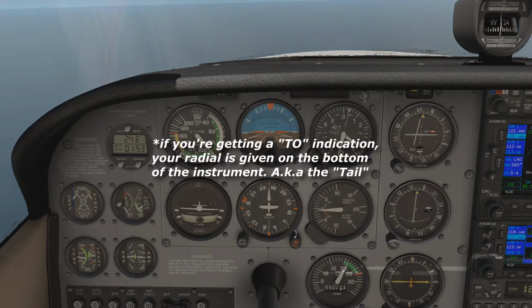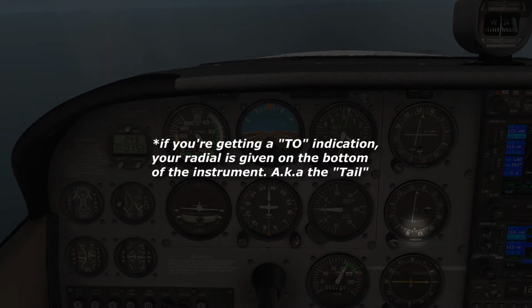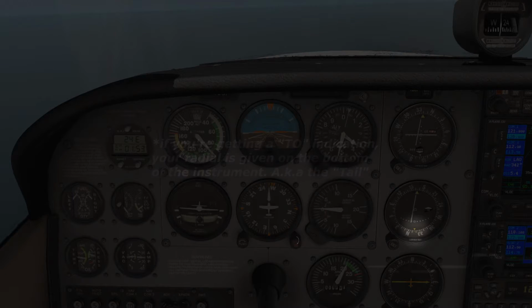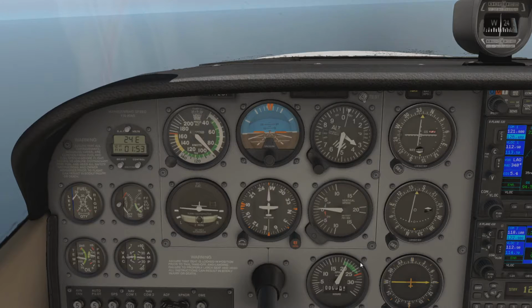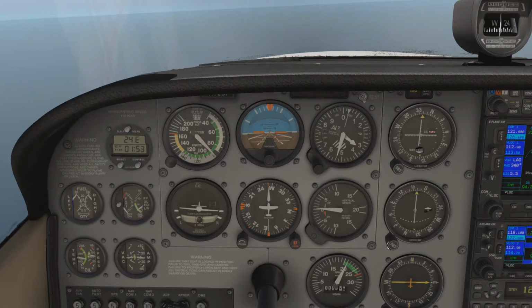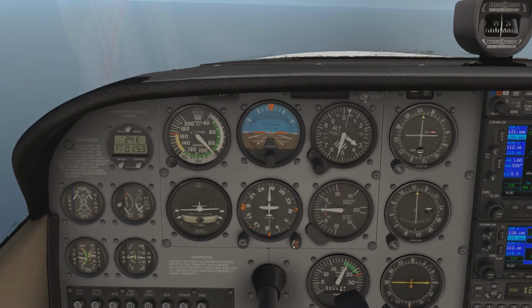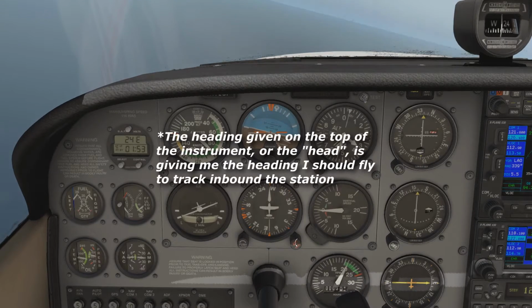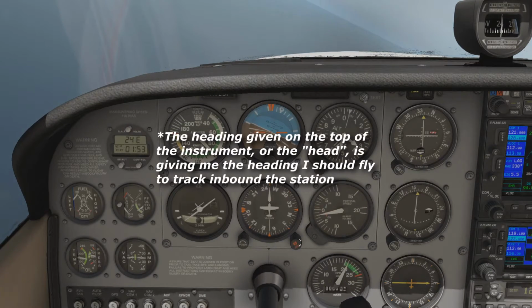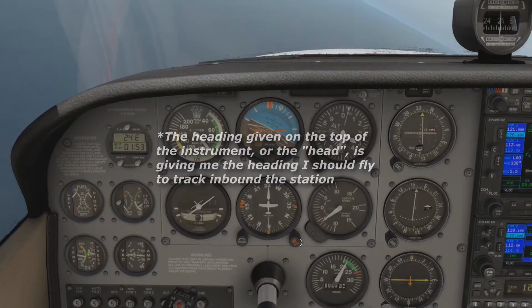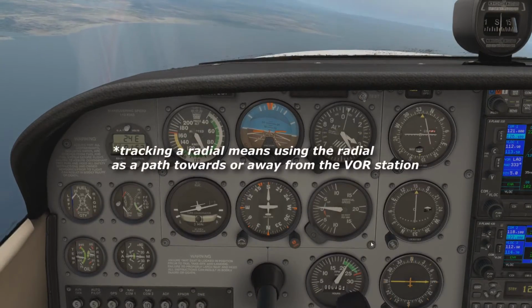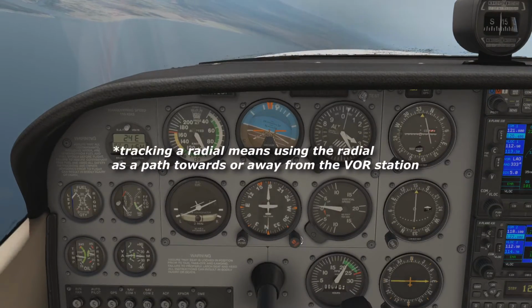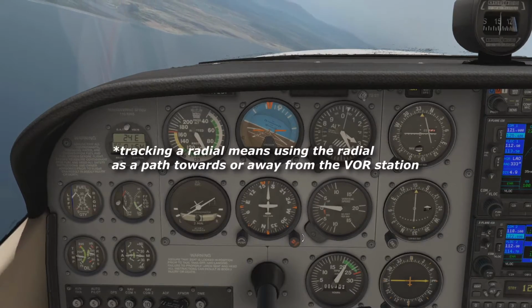So what I'm going to do right now is, on the heading bug, turn the airplane to a heading of, let's find a centered indication here, 160. So let's turn to heading 160 and we can see a result. And let's get a centered indication about 155. So okay, that's fine. Let's try and center the needle.